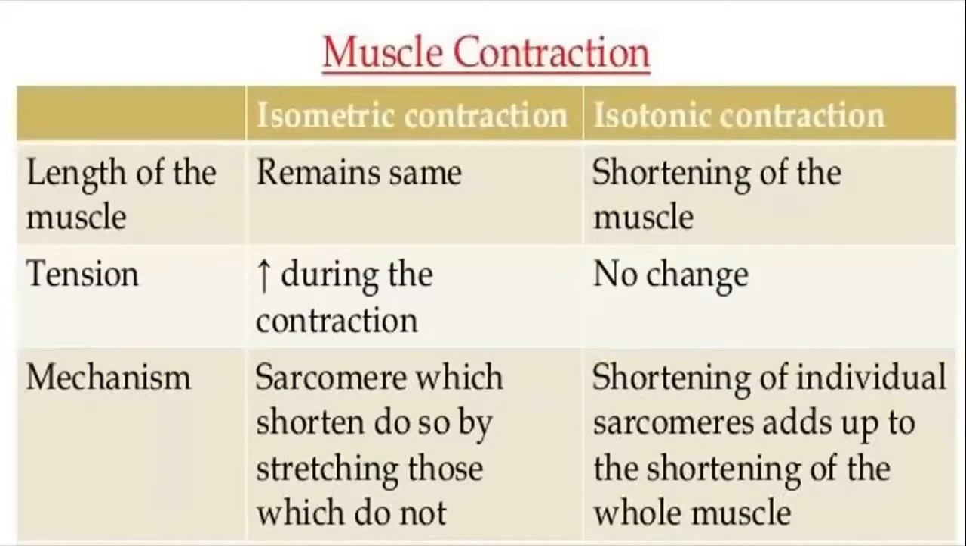So in this diagram, you can see isometric contraction and isotonic contraction. In isometric contraction, there will be no work done because there is no change in length of the muscle. But in isotonic contraction, there will be change in length of the muscle. So work will be done.